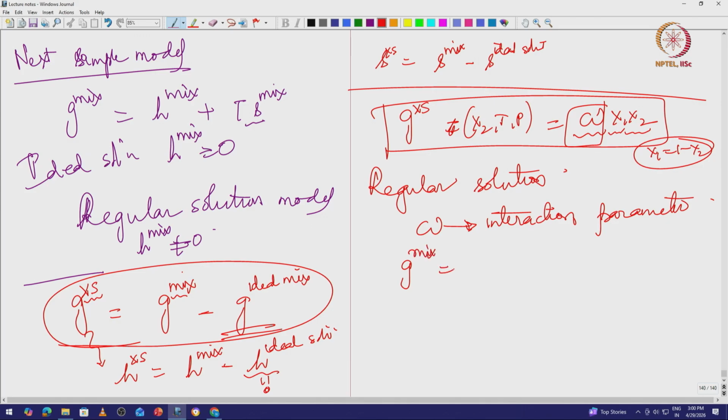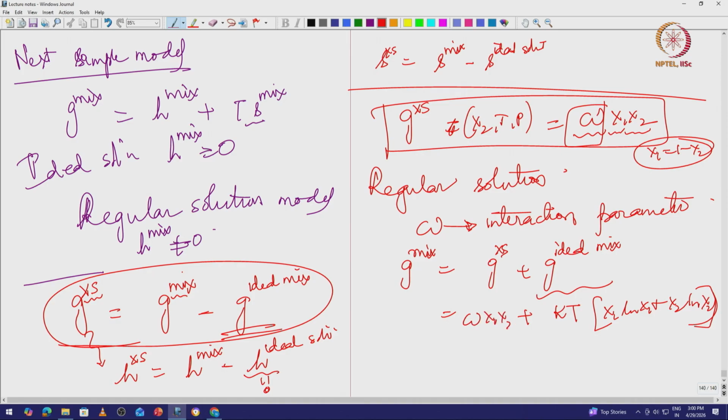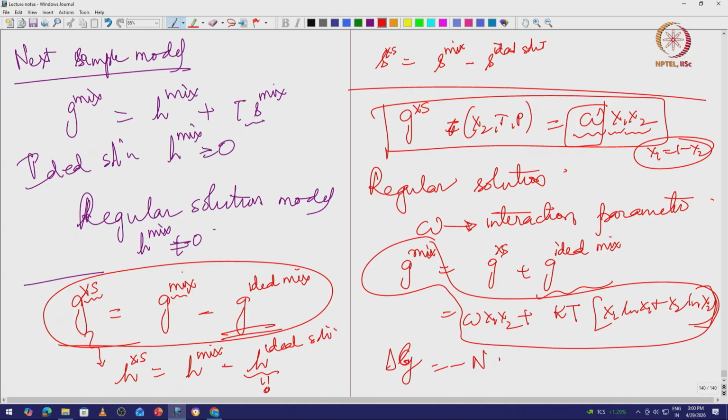G mix. G mix is G excess plus G ideal mix, and G ideal mix I know is just entropic in nature: kBT times x1 ln x1 plus x2 ln x2. This is the entropy of mixing, which is ideal, and G excess is omega x1 x2. So, this is the total G mix. What is the total driving force to mix? That is n times G, but the negative of this gives the delta G, the driving force, which is minus n times G mix.